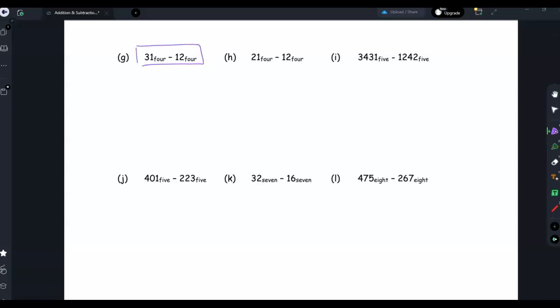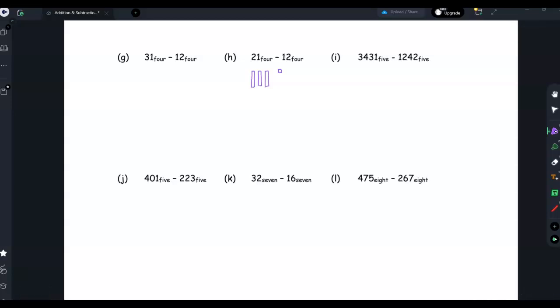We're going to do this subtraction problem in base 4. I'm first going to show it with the cubes, and then I will show it just with the standard algorithm. So if we start with 3, 1, that would be 3 rods and 1 unit.